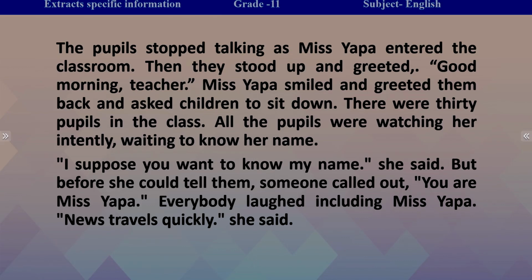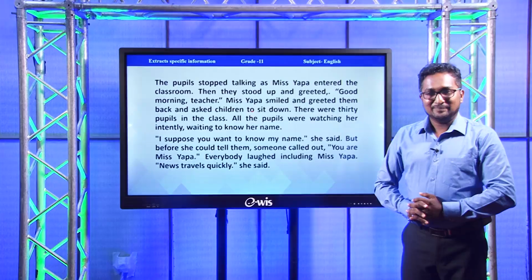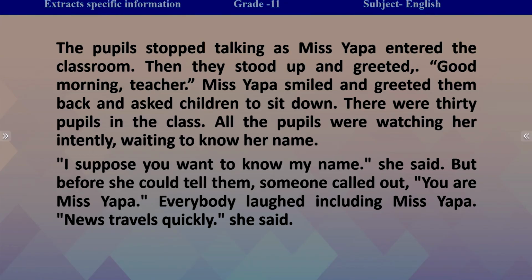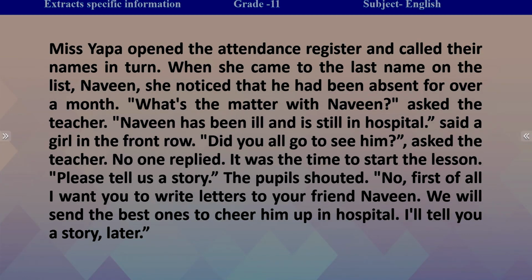All the pupils were watching her intently, waiting to know her name. "I suppose you want to know my name," she said. But before she could tell them, someone called out, "You are Miss Yapa." That means she may be a new teacher to the class. Now, they have already got the name. Everybody laughed, including Miss Yapa. "News travels quickly," she said. Miss Yapa opened the attendance register and called their names in turn. When she came to the last name on the list, Naveen, she noticed that he had been absent for over a month.